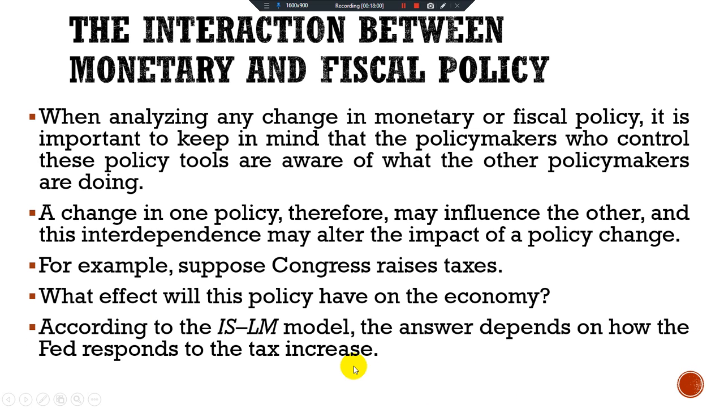According to the IS and LM model, the answer depends on how the Fed responds to the tax increase, or we can say how the central bank responds to this increase in taxes. So let's see a graphical presentation for that. We have here the response of the economy to a tax increase. In the first panel, we are going to discuss the case where the Fed holds the money supply constant, or we can say the central bank holds the money supply constant.